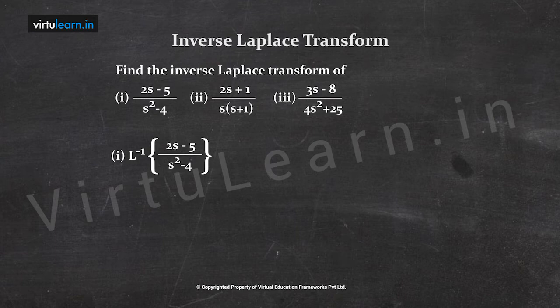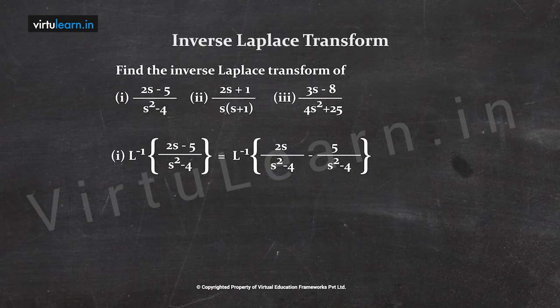We don't have a formula for this directly, because the formulas are L inverse of s by (s square plus a square), and L inverse of 1 by (s square minus a square). That type of formula we have. That's why I am reducing this quantity: 2s by (s square minus 4) minus 5 by (s square minus 4).